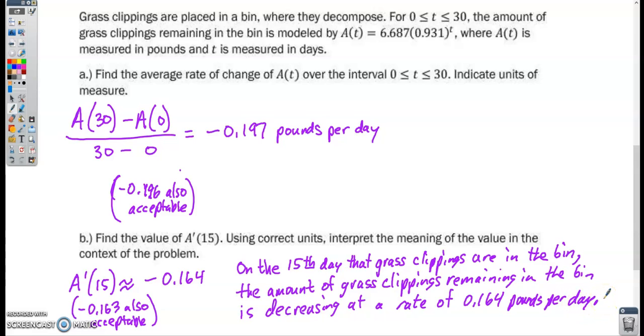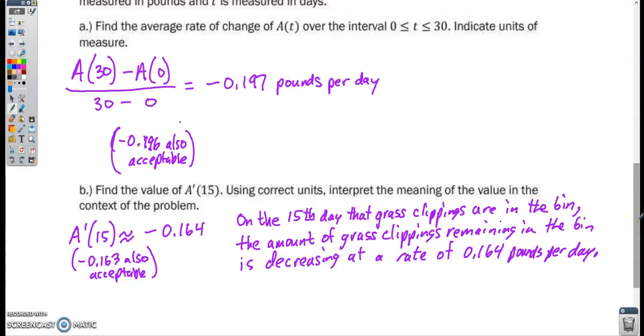All right, and that is the end of that problem, example 5. That brings us to the end of this video from Unit 2, Section 3.